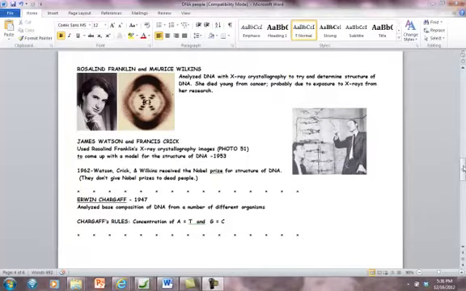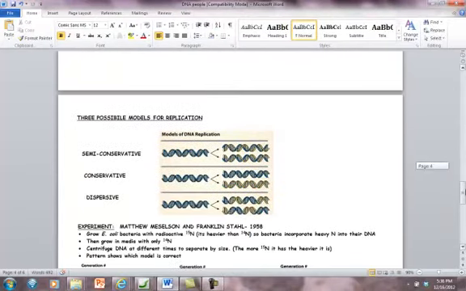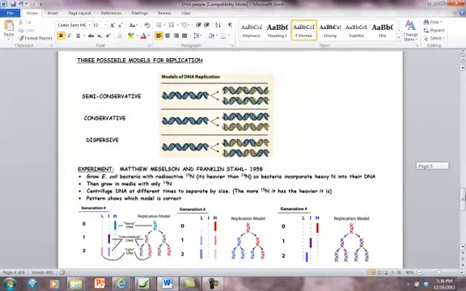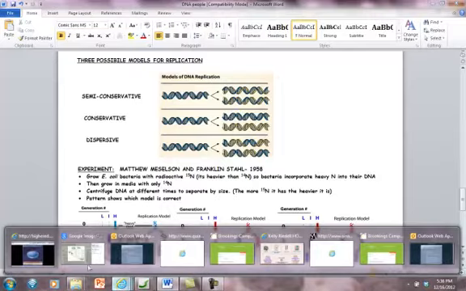We're going to talk a little bit more about some of the other experiments that helped us understand DNA a little better. And the next experiment we're going to look at was one done by Meselson and Stahl in the late 1950s. After we figured out the structure of DNA, understanding how replication worked was kind of the next step. And so we're going to watch a little video about how that worked.